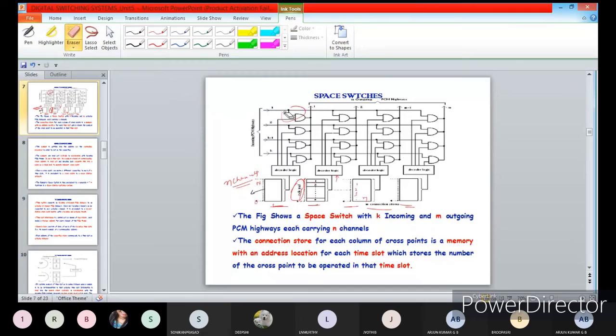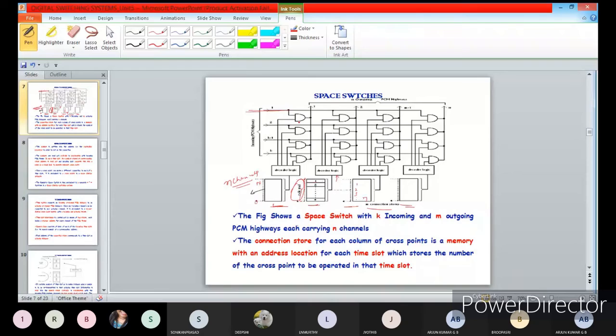Okay, see, one input will be directly connected to the incoming highway. Incoming highway, see, this is one, and this is the second input. The first input will be connected to the incoming highway, and the other input will be connected to the decode logic.